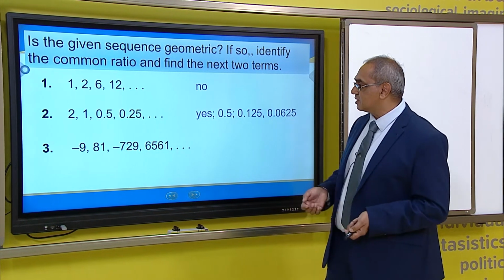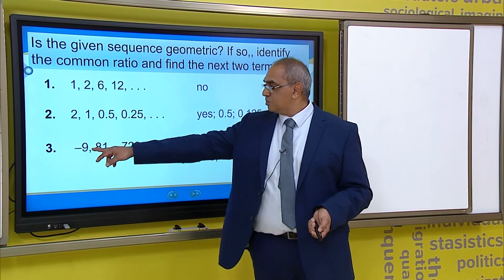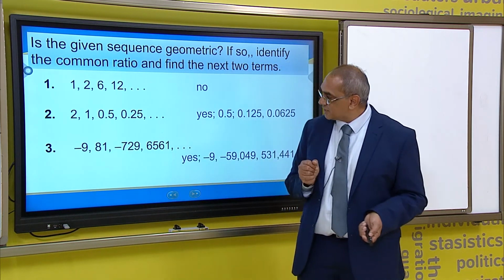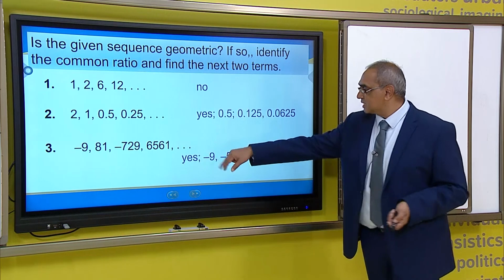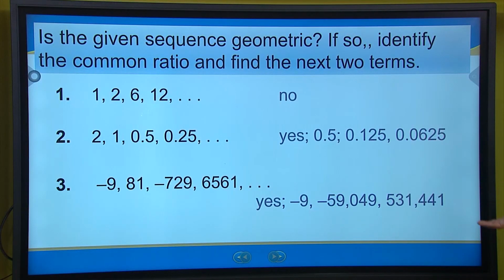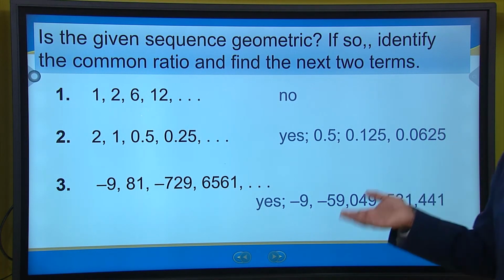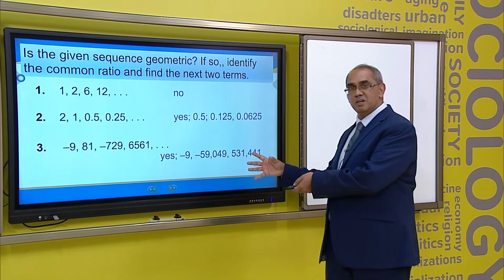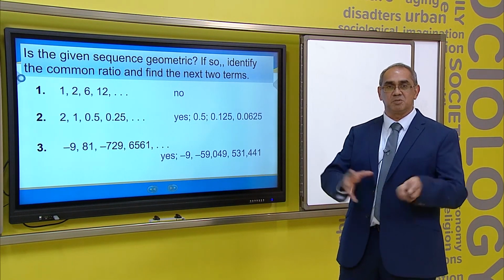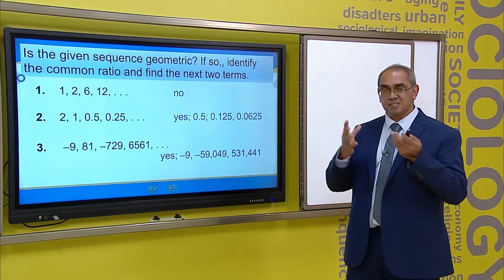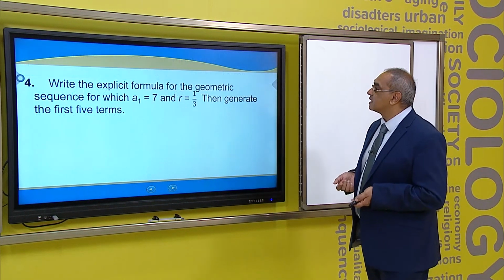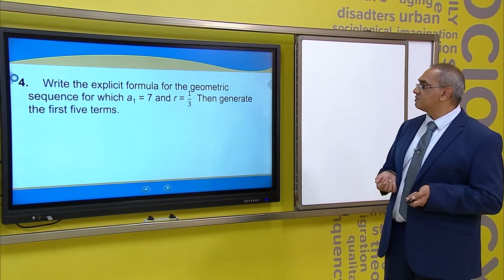So I can put those down. This one here, 81 divided by 9, minus 9, minus 720 divided by that, minus 9 again. So again, we're seeing that minus 9 is the ratio, and I can work it out. Okay? I know I'm going through that pretty quickly, but the idea, again, is test to see if it's geometric. Take the term after, divide it by the term before. If I do that once or twice and I get the same answer, then it is geometric. Okay. Write an explicit formula for this.